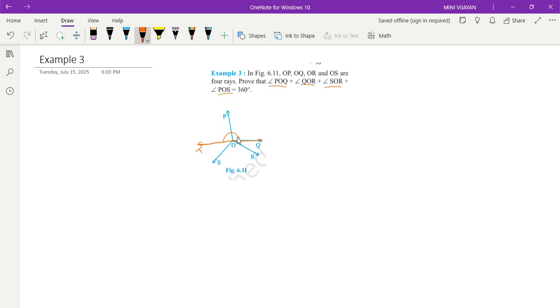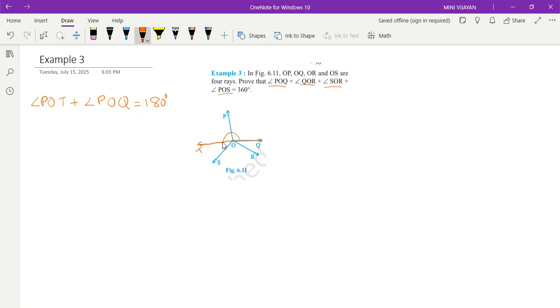What is the property of linear pair angles? When we add them together, we get 180 degrees. I'm just writing the angles. Angle POT plus angle POQ is equal to 180 degrees. Now we need to prove angle POQ plus angle QOR plus SOR plus POS equals 360 degrees.